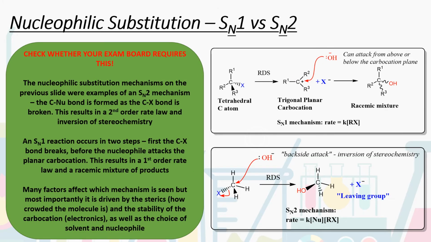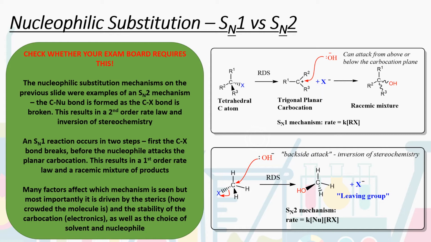Another thing to talk about, and just double check whether your exam board needs you to know the difference between this, is an SN1 versus an SN2 reaction. So SN1 and SN2 are both nucleophilic substitution reactions. The S stands for substitution, the N for nucleophilic, and then the 1 or the 2 actually refers to the molecularity of the rate law of these types of reactions. The nucleophilic substitution mechanisms that we saw on the previous slide were all examples of an SN2 mechanism.